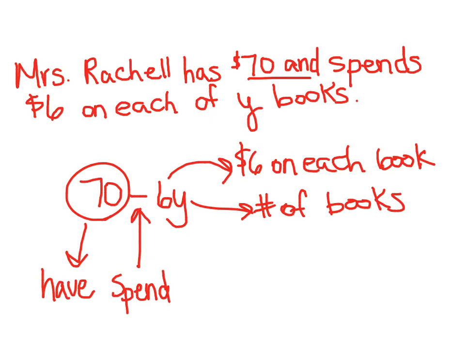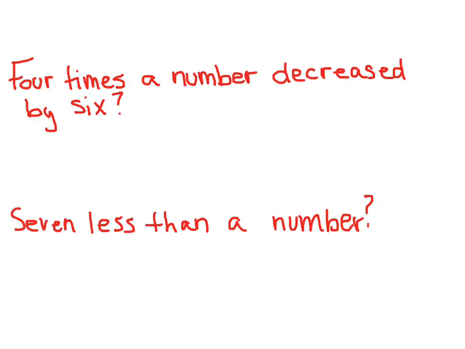Okay, so Mr. Rochelle has $70. I have 70. And we're going to take away, because I'm going to spend $6 on each of Y books. So minus 6Y. 6 of each. That each tells you you're multiplying. Okay, so that's writing equations with a variable. Now let's look at some that are just different. I said without a variable, I didn't mean that. With a variable, but just different.